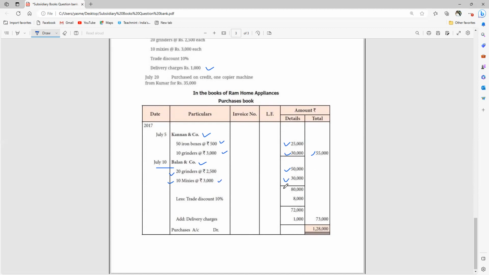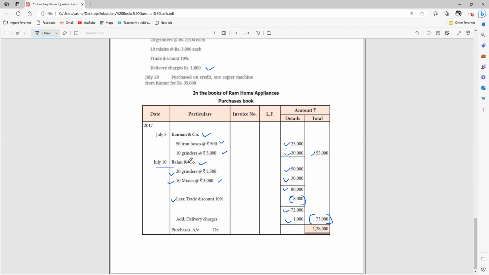The total of both is 80,000. Now we need to give a trade discount of 10%. That is 10% of 80,000 is 8,000, which should be deducted from the above 80,000. We will get 72,000. Now we need to add the delivery charges, rupees 1,000. So 72,000 plus 1,000 is 73,000 of purchases we have made from Balan and Company, including our trade discount and delivery charges.